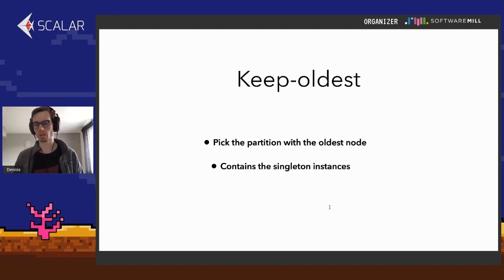So now the next 2 are kind of a different breed of strategies. The first 2 rely on counts. These ones rely on one single node, one important node in your cluster. So here, keep oldest will pick the partition that has the oldest node. This is interesting because the oldest nodes are the ones on which the singleton instances are running. And if a singleton is gone, and if it's often used, you don't want it to be gone, you don't want to restart it.